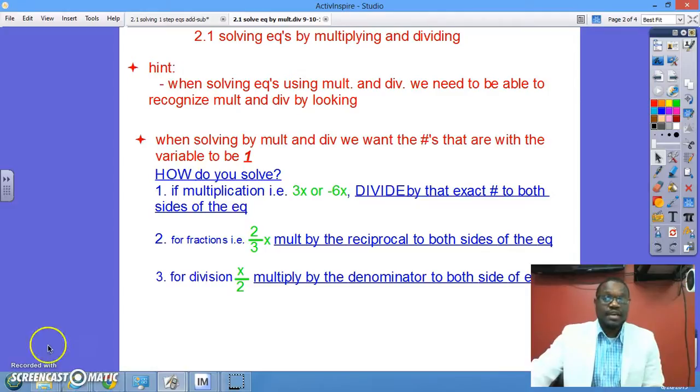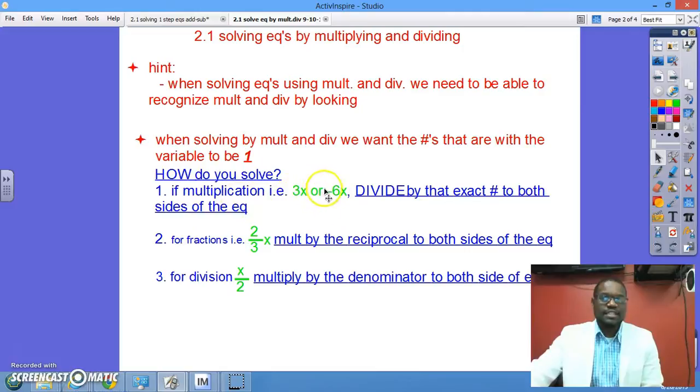So you've got a couple of things here. Yesterday, or in the last set of notes, we wanted the number that was with the variable to be 0. Today we want it to be 1. And we're going to make that 1 by using division. What I put up here is a simple way to remember it. This is a good reference.